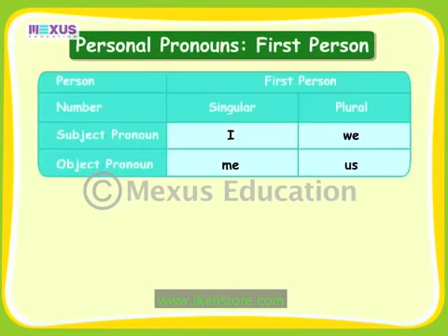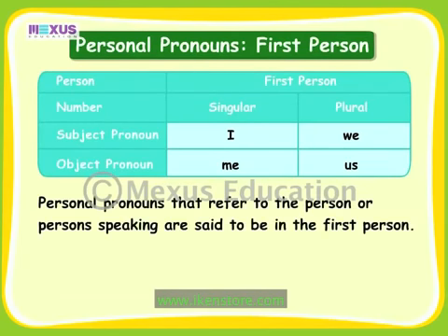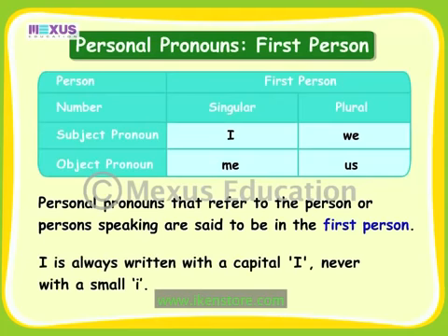Let us study the table of personal pronouns in the first person. Personal pronouns that refer to the person or persons speaking are said to be in the first person. The personal pronouns I and me are singular in number. The personal pronouns we and us are plural in number. Remember that I is always written with a capital I, never with a small I.